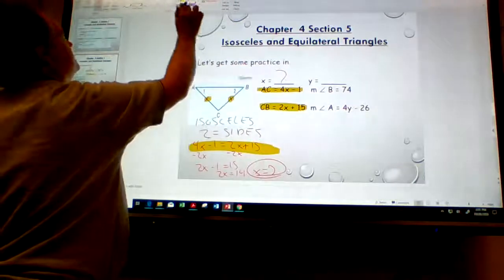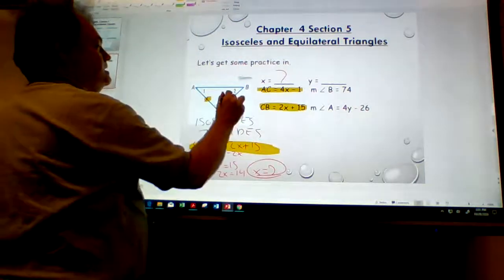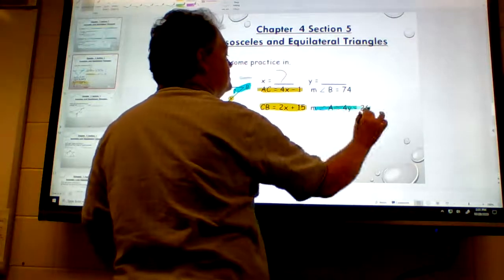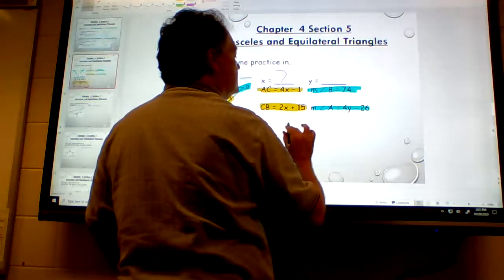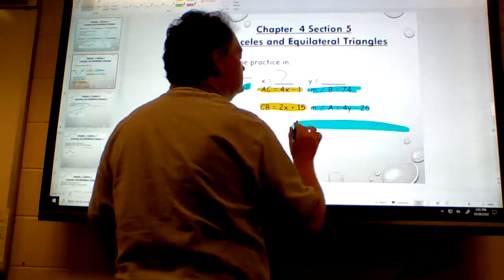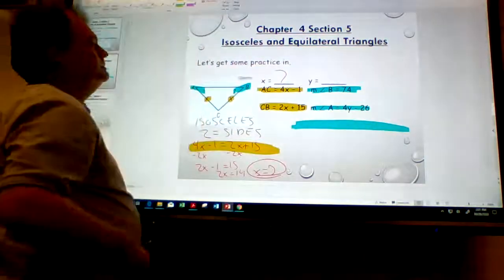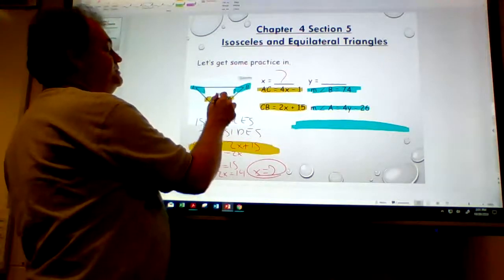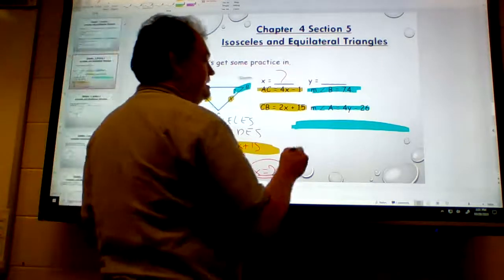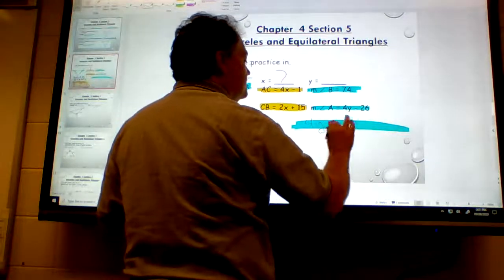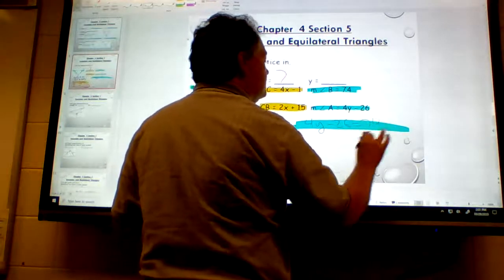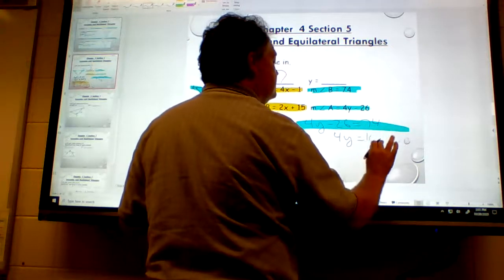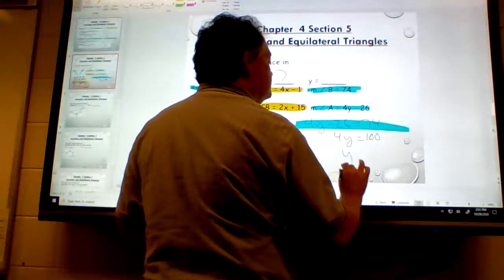Okay, now angle B and angle A, they're both congruent. Because of the isosceles triangle theorem, if 2 sides are congruent, the angles opposite them are congruent. So that means that 4y minus 26 equals 74. So you add 26, you get 4y equals 100. So therefore y equals 25.